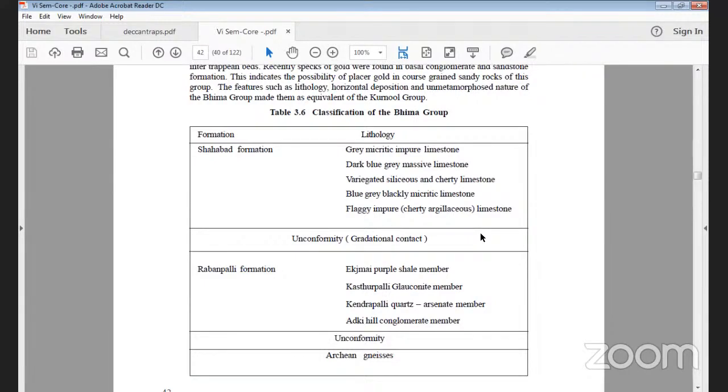Above the Archean, we see here again one unconformable formation between the Rabanpalli formation. The lithological characters contain mostly conglomerate, quartz, and shale formations. And above the Rabanpalli formation, we see the unconformity.